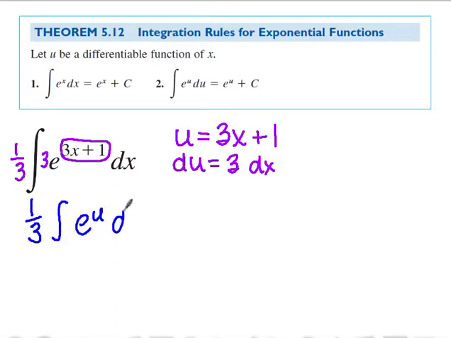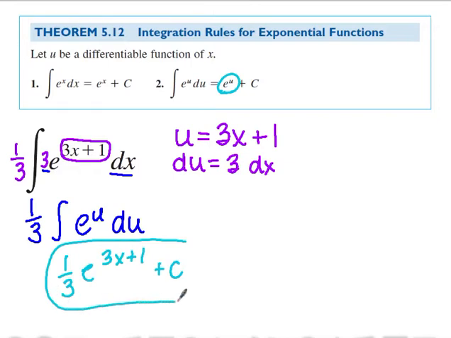Basically, I end up having e to the u times du. Okay? Because I have e to the 3x plus 1, which is u, and then 3 dx, which is du. And so now the integral of e to the u is just e to the u, as it says up here. So basically my answer is 1/3 e to the 3x plus 1 plus c. And there you go. Couldn't we do this minus the c?